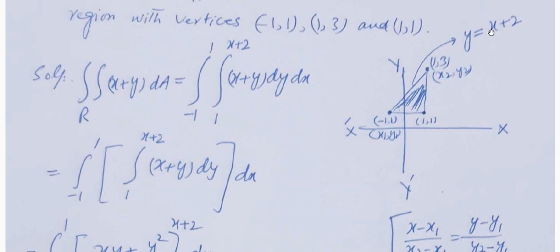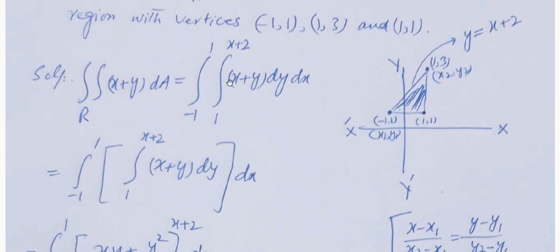So now we can write the limit of y. So y varies from 1 to y equal to x plus 2. So y varies from 1 to x plus 2 of x plus y dy, because this is the limit for y, so first we write dy, and this is the limit for x, so then we write dx. Now the rest is very easy. You only have to integrate, then substitute the limits and simplify.